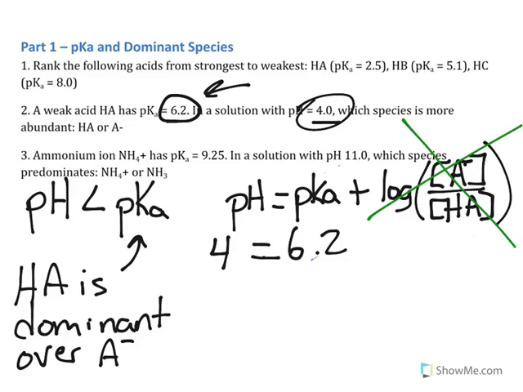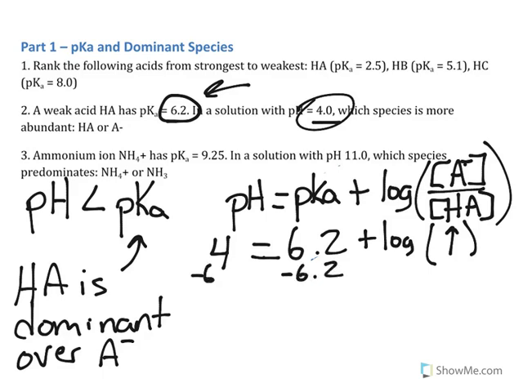However, I need to think about what would have to go here in order to figure out what exactly is the concentration ratio. And again, this is definitely the harder way to work this problem, but the log of this term right here, I'm just going to draw an arrow. If I wanted to try to solve for this, I'd have to subtract 6.2 from both sides.